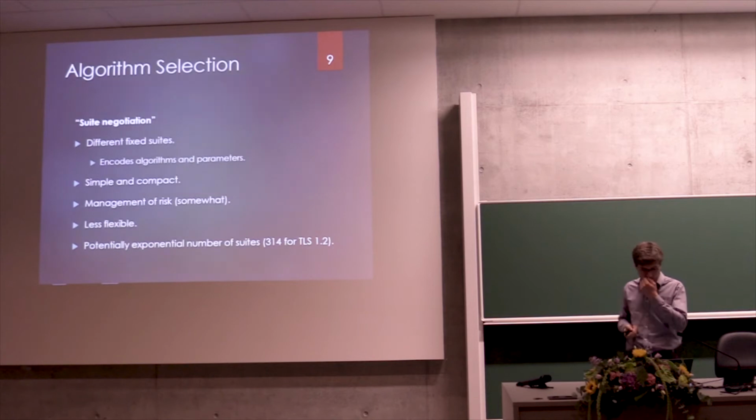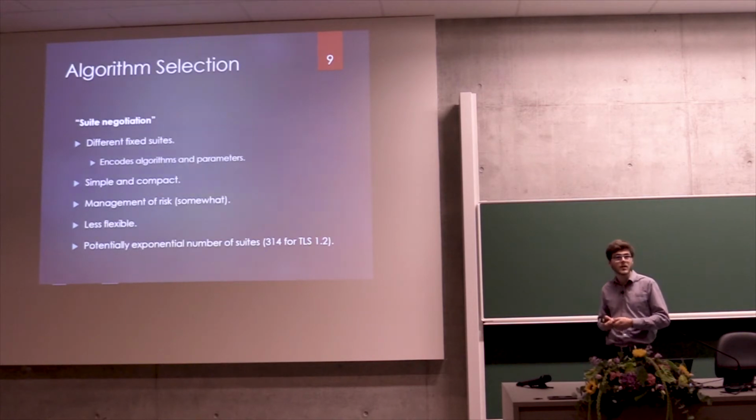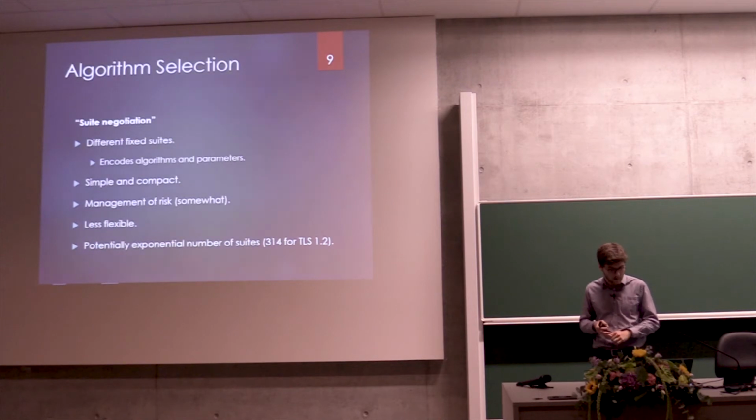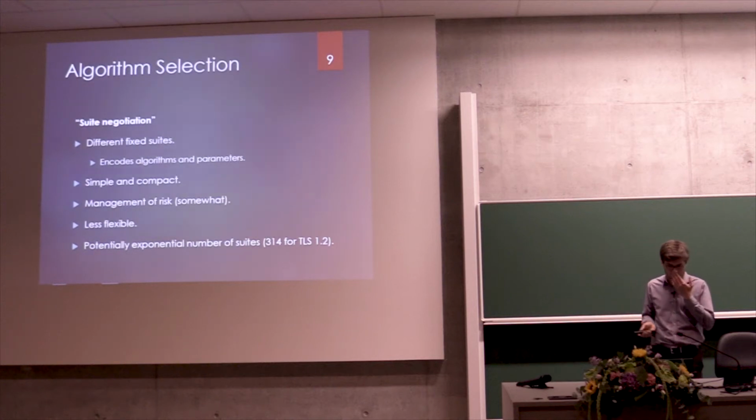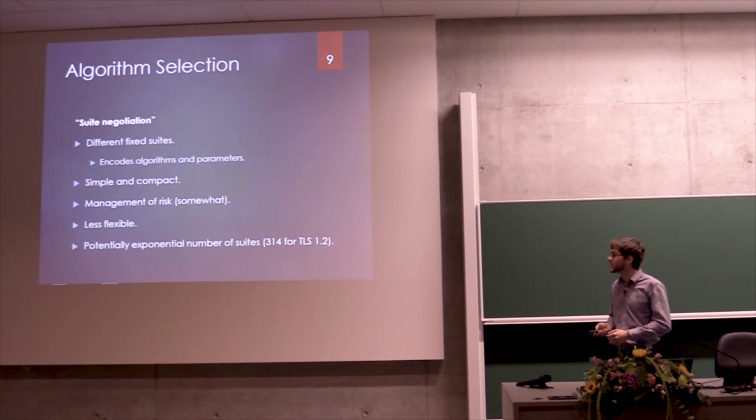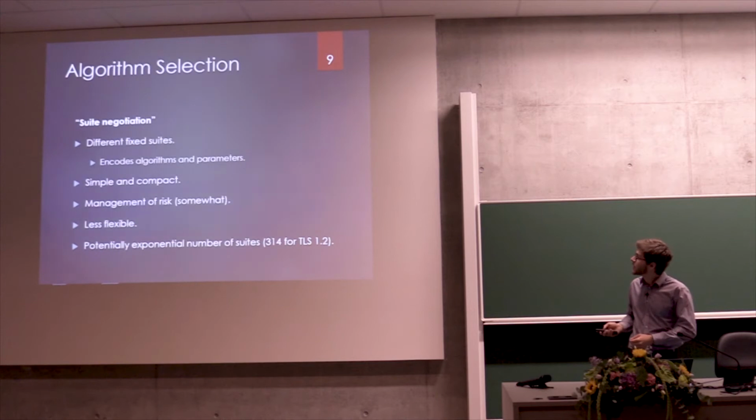TLS 1.2, for example, at the time I made those slides, had 314 different suites that you could choose from. And if you don't really know anything about cryptography, if you've never really put your hand in the deep end of it, you don't really know which one to pick from. You might have heard, oh, AES is good, MD5 is bad, but that's about it. So there's still too much choice. There's still a lot of choice left for wrong decision making.